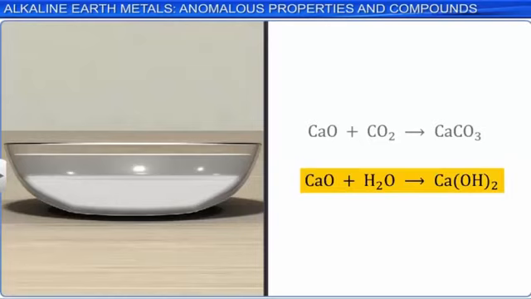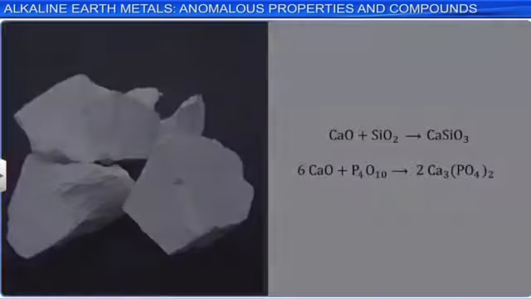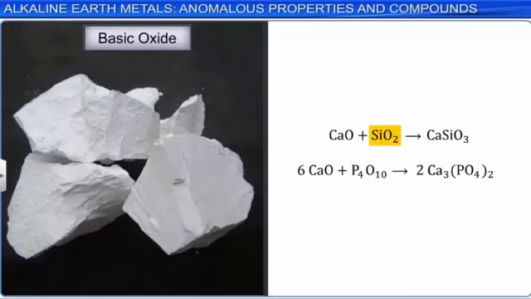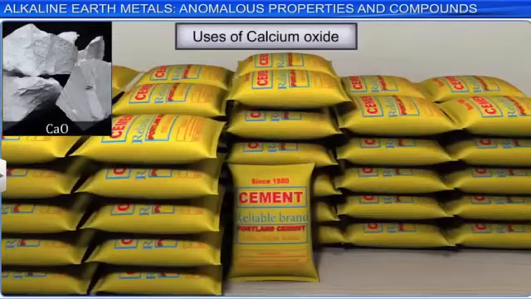Calcium oxide is a basic oxide and thus can combine with acidic oxides at high temperature. For example, reactions with silicon dioxide and phosphorus pentoxide are given here. Calcium oxide has a number of industrial uses. It is necessary for the manufacture of cement and is the cheapest form of alkali.